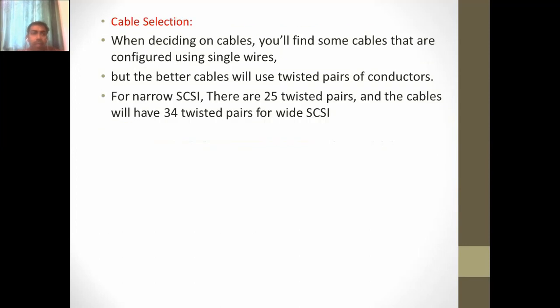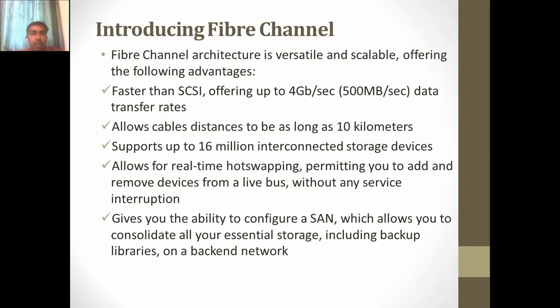And when deciding on cable selection, we should make sure that some cables are configured with single wires, but better cables use twisted pairs of conductors. When you use twisted pair conductor cables, there will not be any data loss. And here we use fiber channel for this. When we use fiber channel, the architecture will be versatile and scalable.